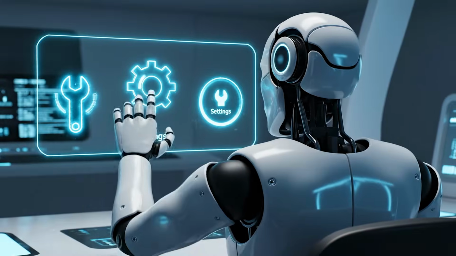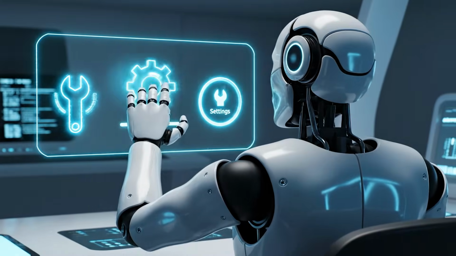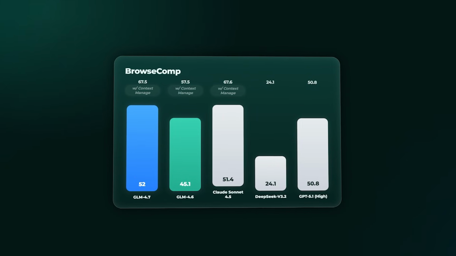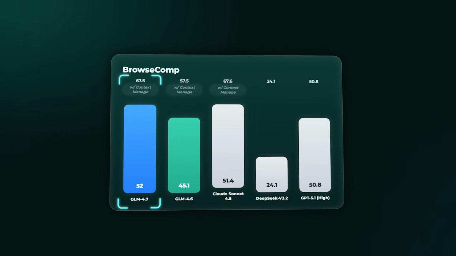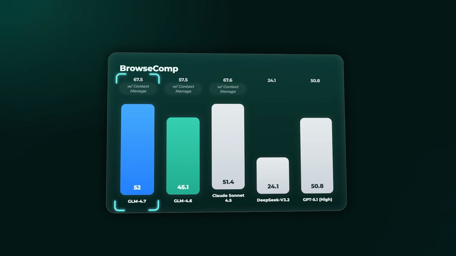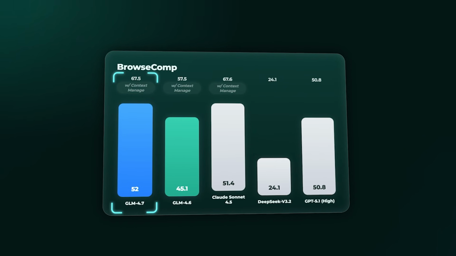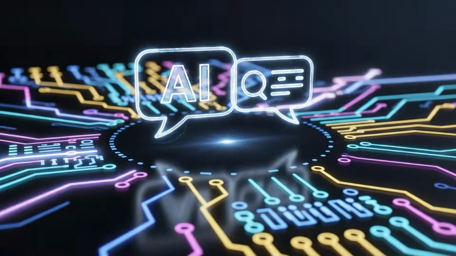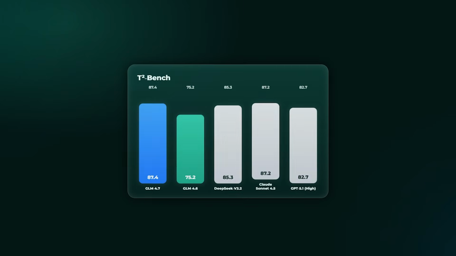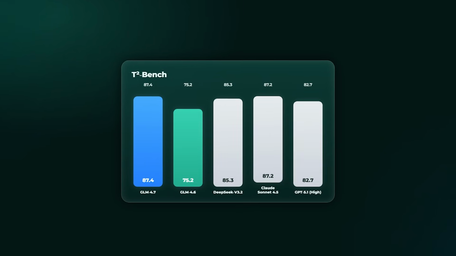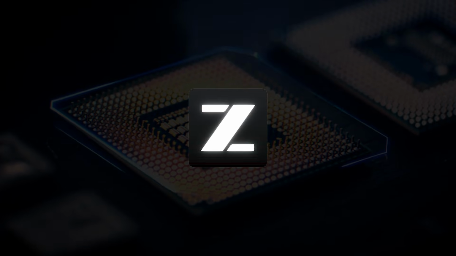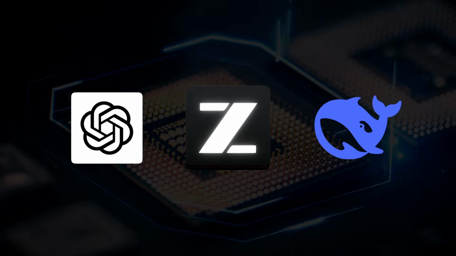There's also a tool use angle that's pretty strong. On BrowseComp, which is a web task benchmark, GLM 4.7 hits the low 50s in the base setting and then jumps to 67.5 when context management is used. That's a key detail because context management is exactly what web browsing and tool orchestration need. On Tau Squared Bench, which focuses on interactive tool use, it hits 87.4. That places it right up there with top systems in practical tool interaction.